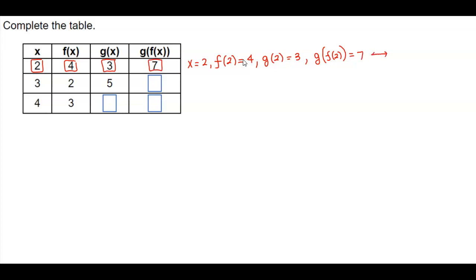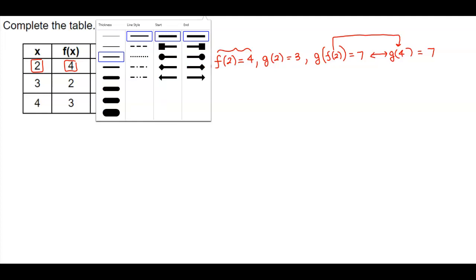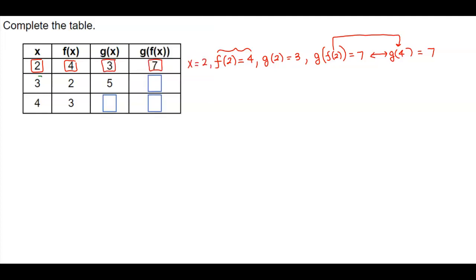So what does that imply? Well, what does f of 2 actually equal? f of 2 is given right here, and the output is 4. So g of 4 is going to equal 7.